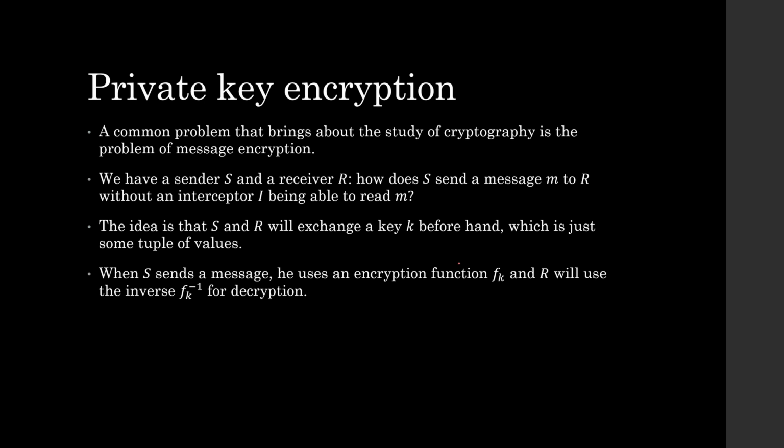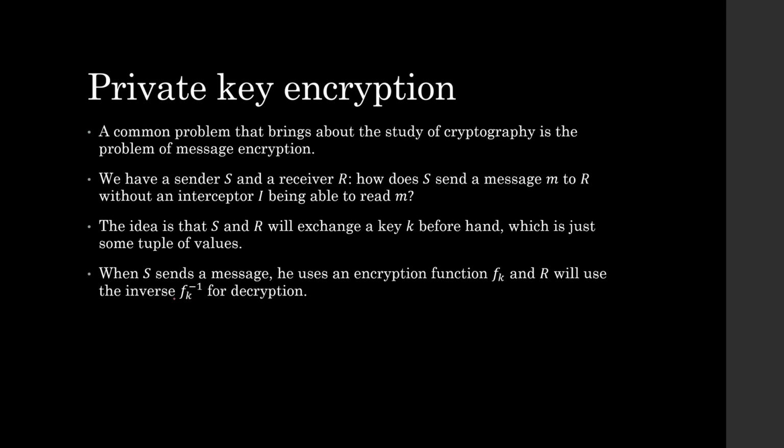When S sends a message, he's going to use an encryption function f of k. f is just some function which maybe the interceptor is aware of. Most of the time he will be, because we have to use some standards. But the encryption function is parameterized by k, which means it's going to have a different effect if you have a different key. That's why keeping this key secret is really important, because as soon as the interceptor knows the key, he'll know exactly what this function does.